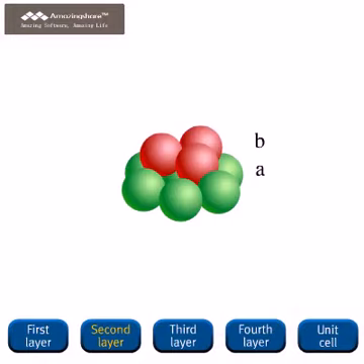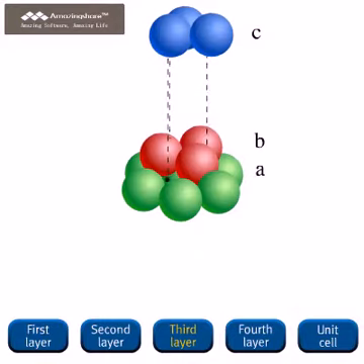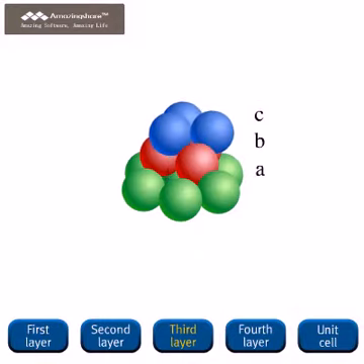Click on the third layer button to see how the third layer stacks in cubic close packing. The third layer stacks in the depressions of the second layer, but the third layer is offset from both the first and second layers. The third layer is occupying sites above half the depressions in the first layer that were not occupied by the second layer.